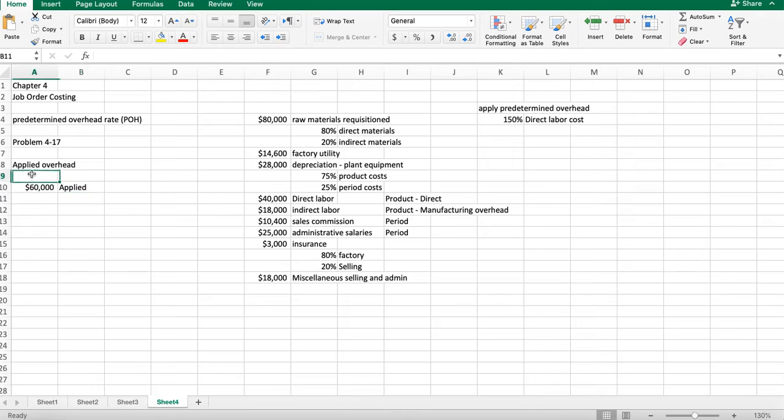Put that over here instead of here. Okay, so what that means is every time we spend $1 on direct labor cost, we add $1.50 of overhead to that job cost card. Okay, that's what that means.